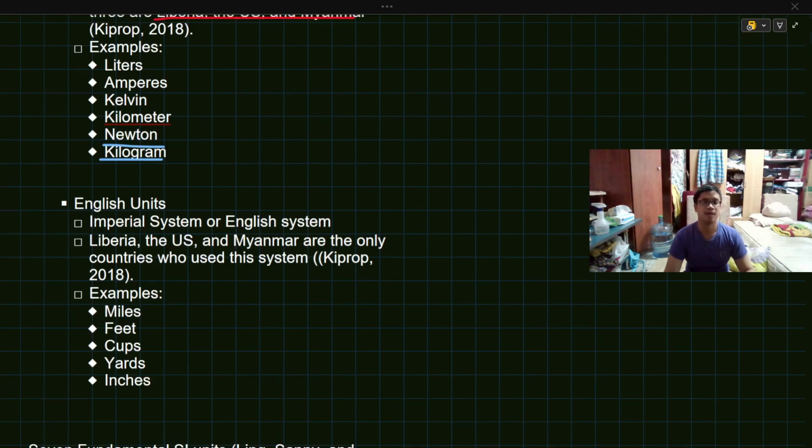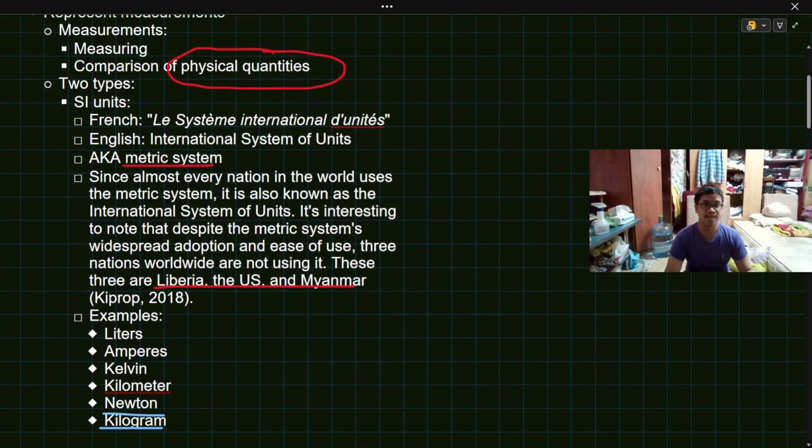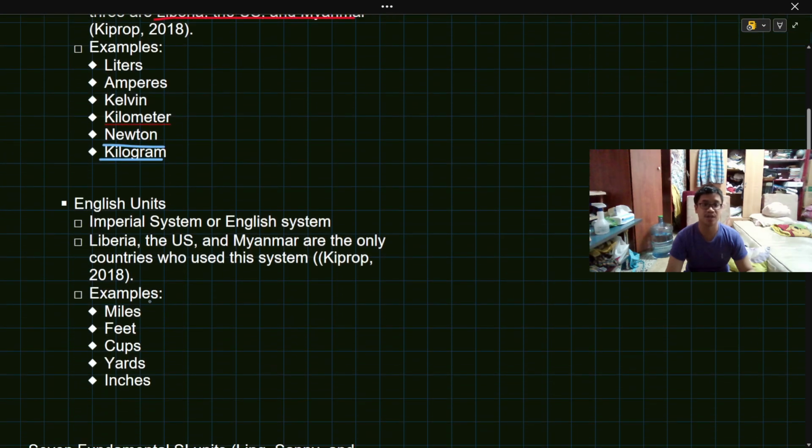Maybe quarts. In terms of volume, there would be units like quarts, but we will talk about it later. So now you see the difference between the SI units and the English units.